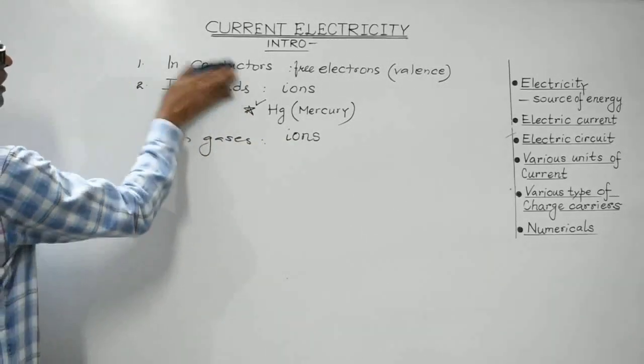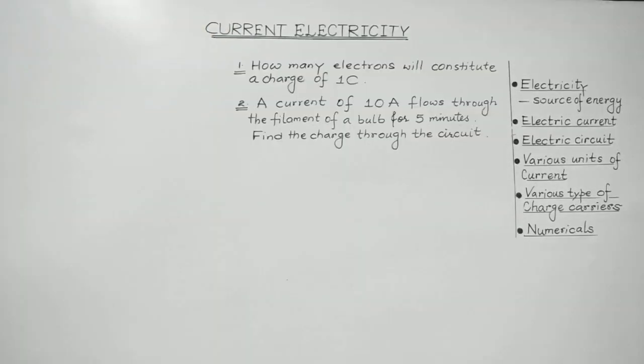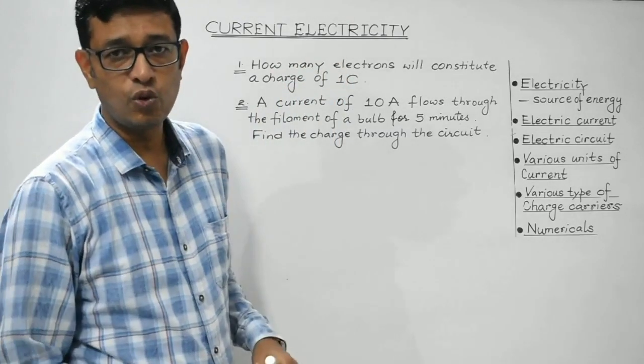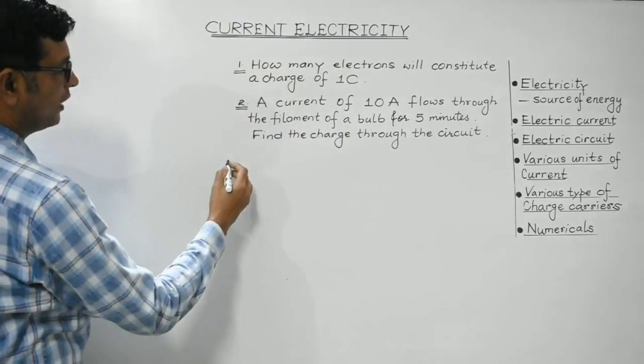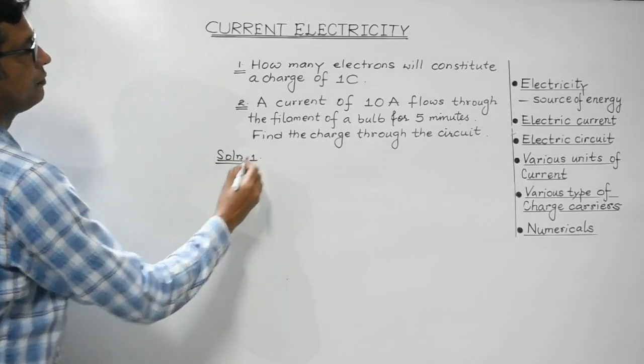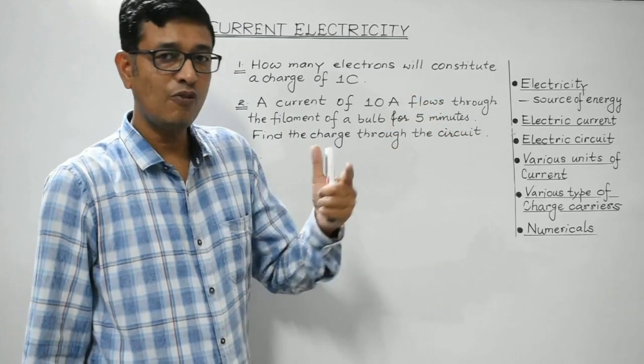Now, before we conclude this session, we can attempt some simple questions. Okay students, let's attempt these two questions. Let's try to find the solution of the first question. How many electrons will constitute a charge of 1 coulomb?